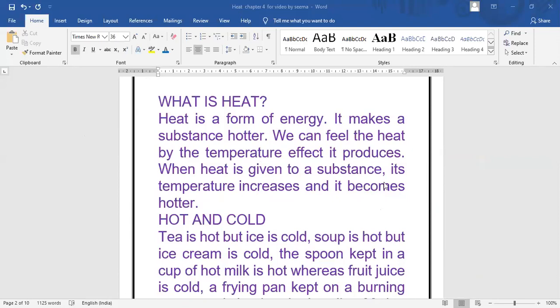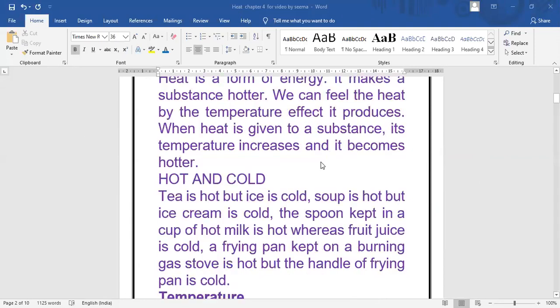So first of all, we can say what is heat. Heat is a form of energy. It makes a substance hotter. We can feel the heat by the temperature effect it produces. When heat is given to a substance, its temperature increases and it becomes hotter.